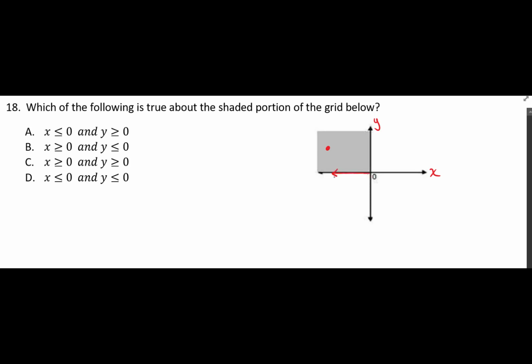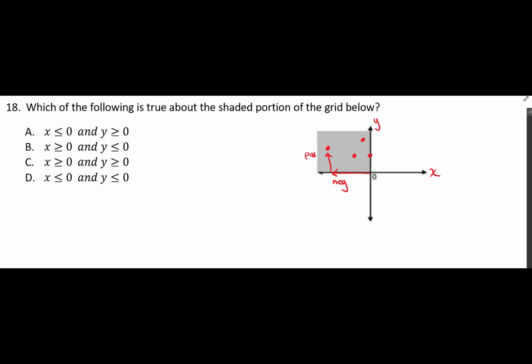a horizontal distance to the left. That would be a negative direction. And then we would go upward following the y-axis, and that would be a positive direction. So that means that any point in this region is going to be negative and then positive.